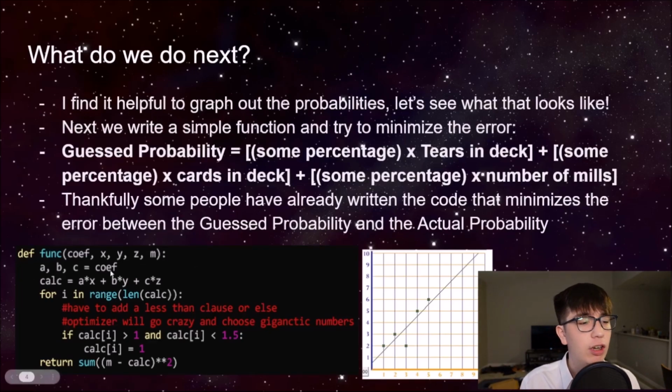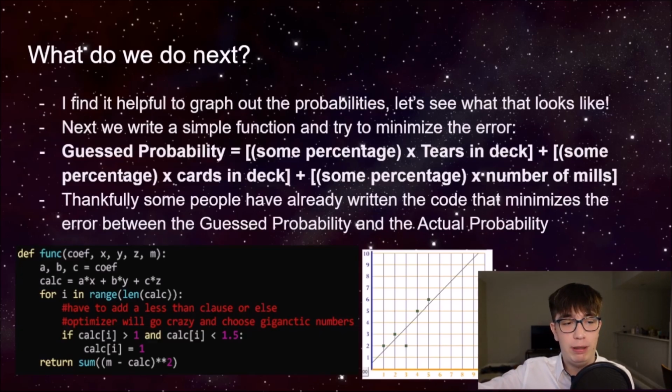And all I had to do was write a little function that calculated the error, basically, and the program, the code that these gracious people have written for us would actually minimize these three numbers. What are these percentages, these variables? It'll pick the best percentages so that when we multiply and add these numbers together, it'll be as close to the real probability as possible.